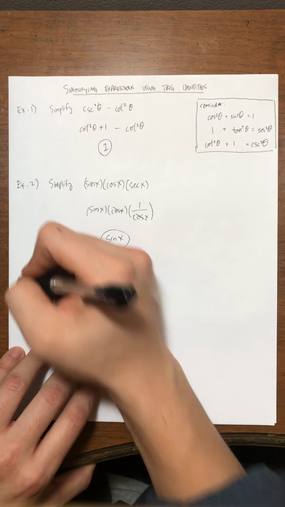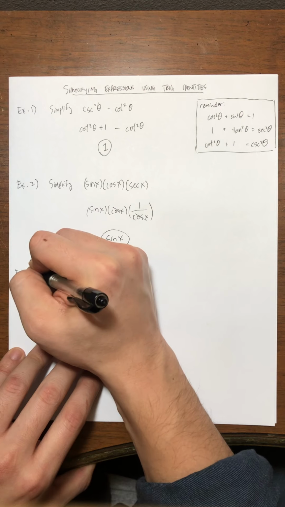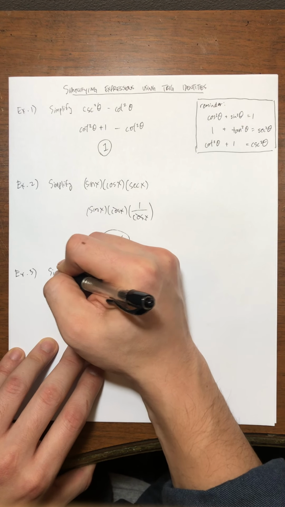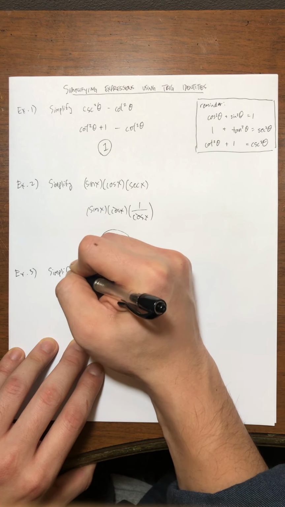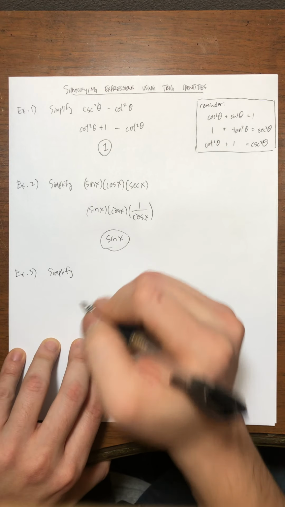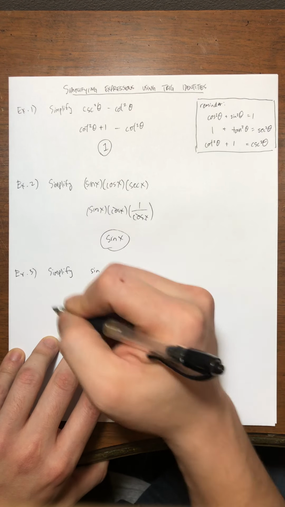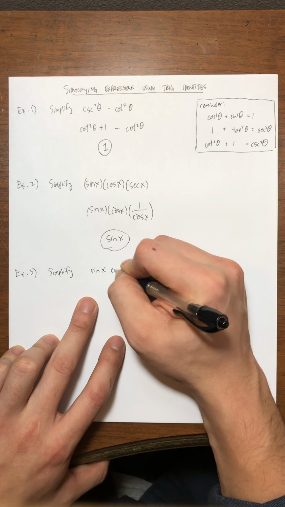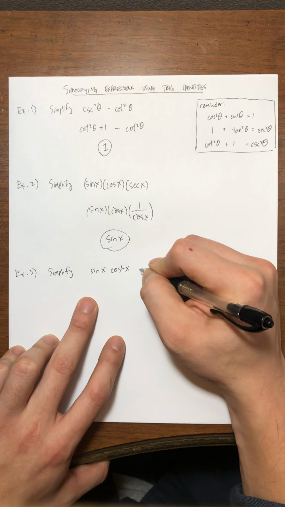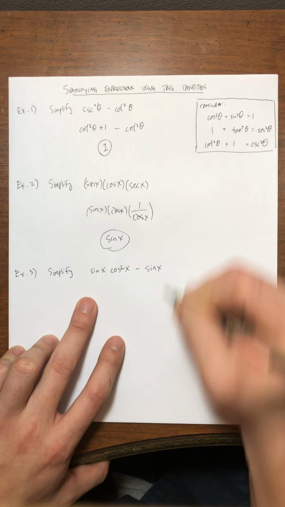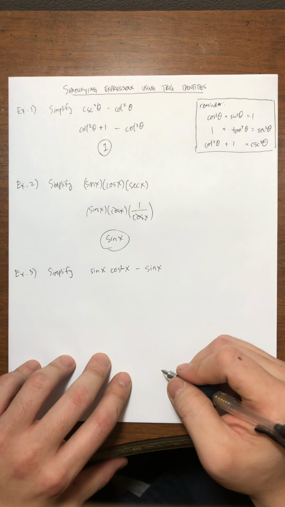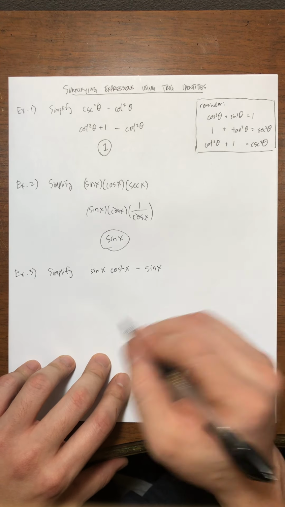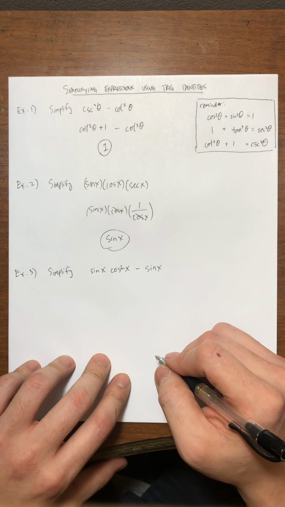Not too bad. The third example we're going to do involves some factoring. And in the next video, we're going to talk a little bit more about factoring, but let's introduce this first. So simplify sine of x times cosine squared of x minus sine of x. You can actually do this problem without factoring, but it's a little neater if we do factor first.